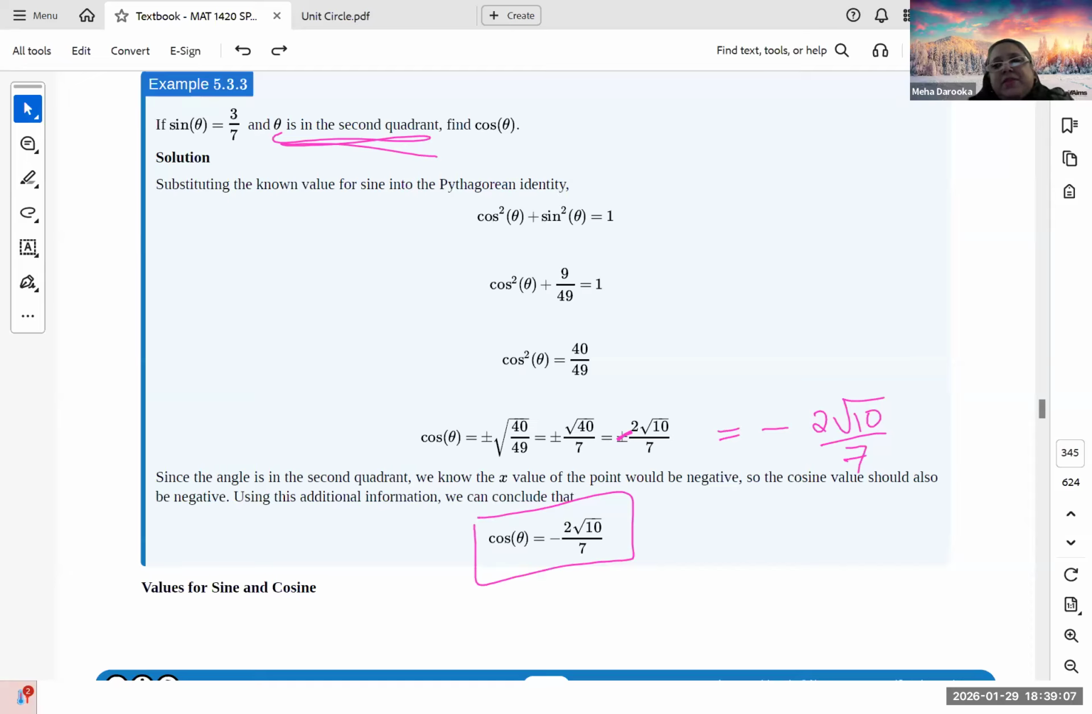So I'm going to give you a minute to think and let me see if you have any questions on why cosine came out to be a negative answer. So it's really just because the angle is going to be in quadrant 2 is what tells us that cosine needs to be a negative number.